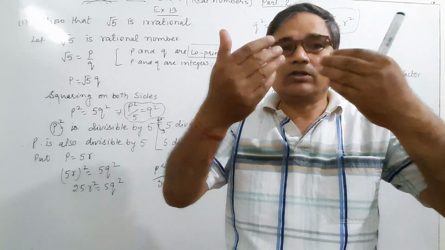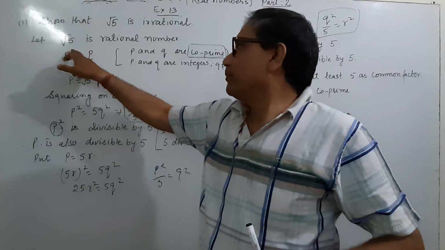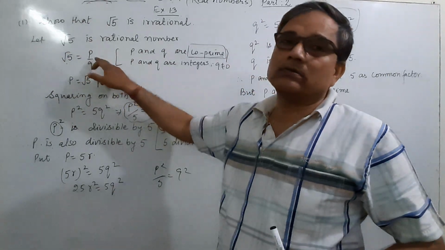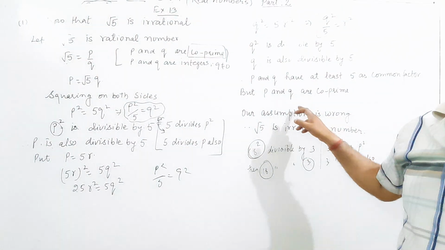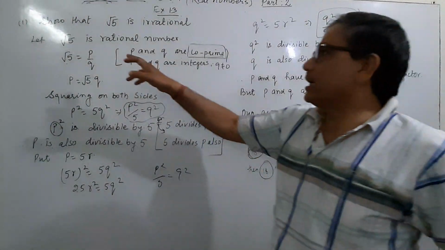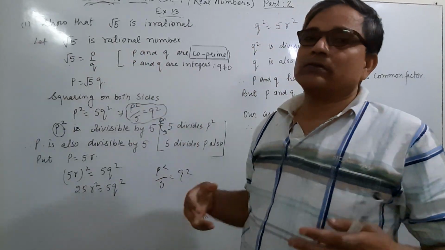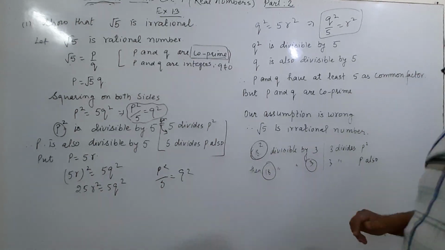It means our assumption, which we assumed that p and q are co-prime, is wrong, because p and q have 5 as a common factor. The thing which we assumed is wrong. So we assumed root 5 is a rational number, therefore root 5 is irrational. Our assumption is wrong, root 5 is not rational.